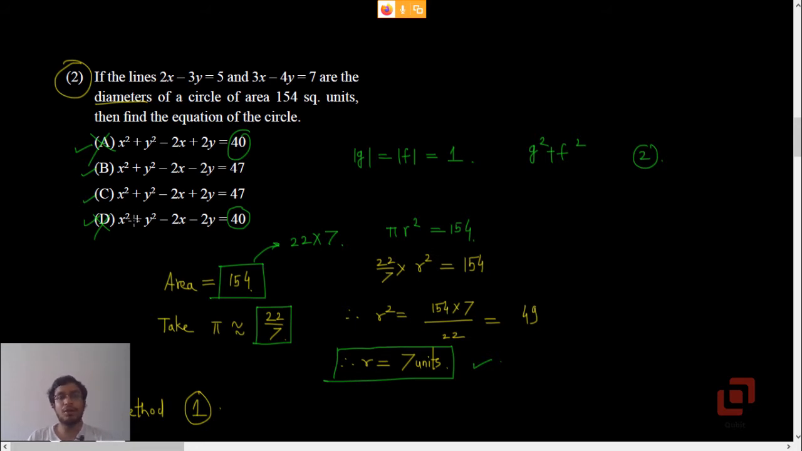So now we will not waste our time in finding the radius of the circle, because you will observe that the radius of the circle in option B and in option C both are equal to 7 units. You can check it because of the number 47. So the question comes, which of these two circles has its center as the point of intersection of 2x minus 3y equal to 5 and 3x minus 4y equal to 7? The center of the circle in option B is 1, 1. Let us check whether it lies on the first line.